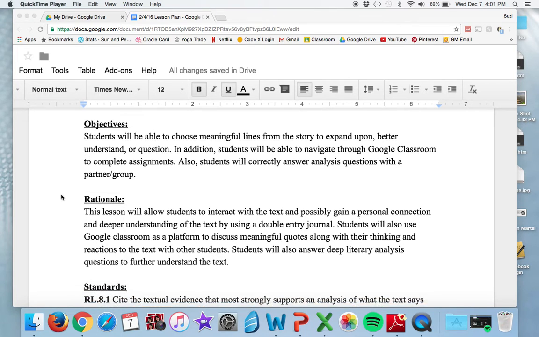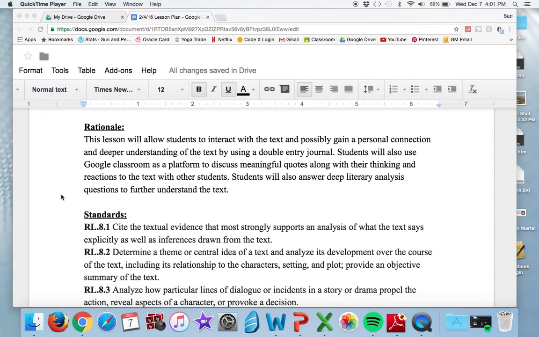Okay, next would be the rationale. This is why we're doing this. So here's what I wrote. This lesson will allow students to interact with the text and possibly gain a personal connection and deeper understanding of the text by using a double entry journal. Students will also use Google Classroom as a platform to discuss meaningful quotes along with their thinking and reactions to the text with other students. Students will also answer deep literary analysis questions to further understand the text. So this explains why we are doing this lesson, what the purpose is, what I hope they learn from this lesson.